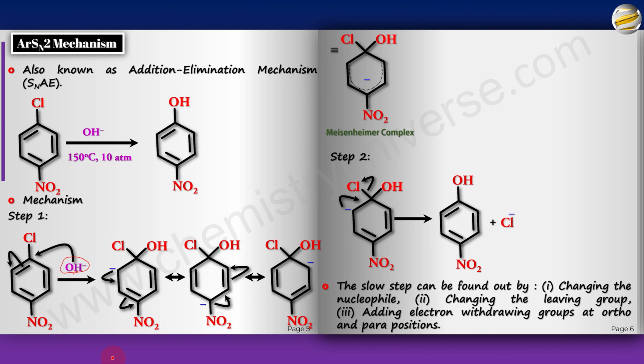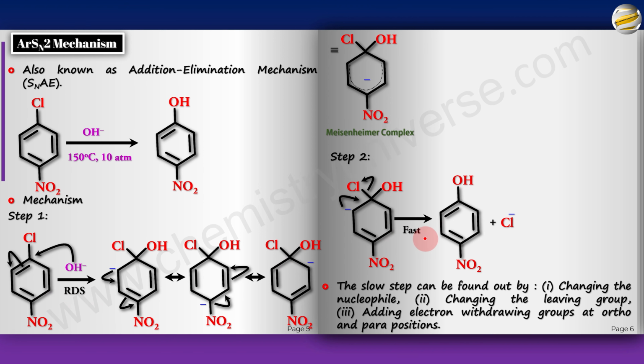And if the first step is the RDS, then the leaving group's nature is not going to affect it because the leaving group is not leaving in the RDS. If this were the RDS, the presence of NO2 at para was really going to help speed up the reaction. Whereas if step 2 were RDS, then what will happen is that the leaving group ability becomes important. So these are the ways by which one can practically find out which is the RDS. And as we can see, this is the RDS and this is the fast step.